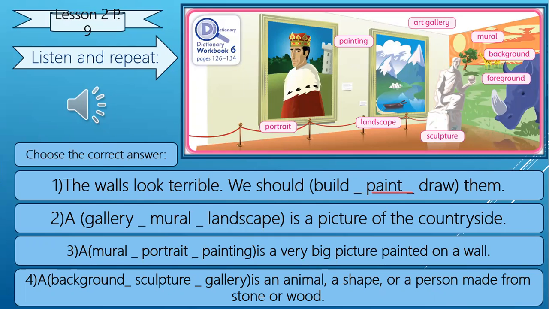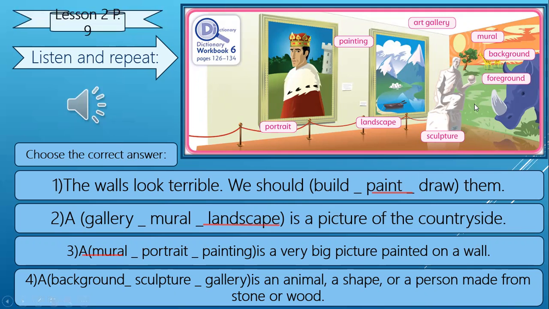That's right. Number 2, a gallery, a mural, a landscape is a picture of the countryside. So what is the picture of the countryside? You can think. Yes, I can hear you. That's right. The landscape is the picture of the countryside. Number 3, a mural, a portrait, a painting is a very big picture painted on a wall. Yes, very good. A mural. A mural is a very big picture painted on the wall.